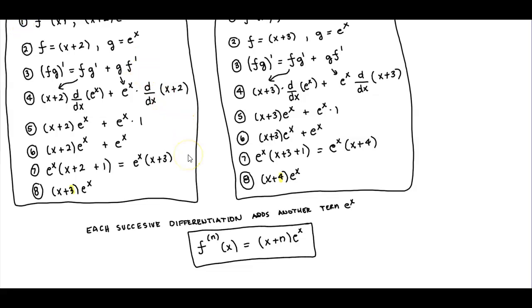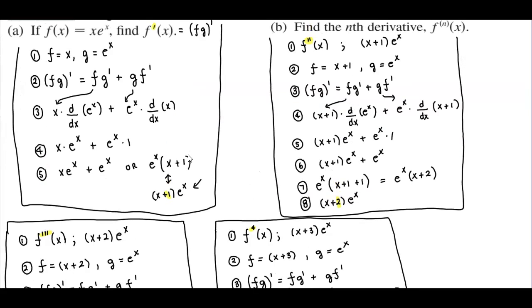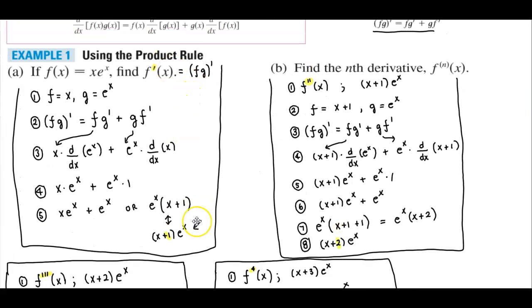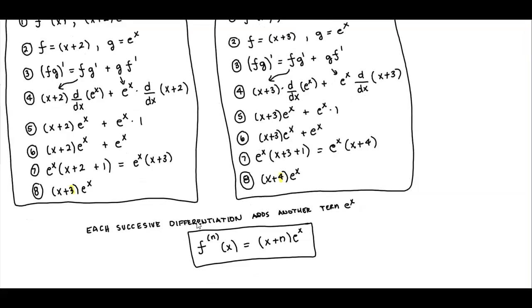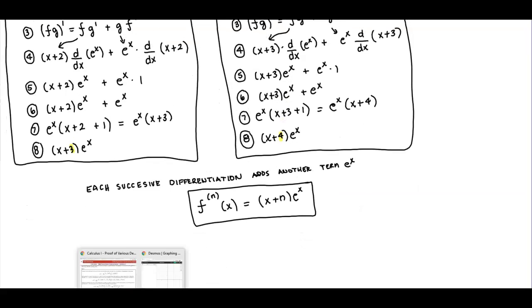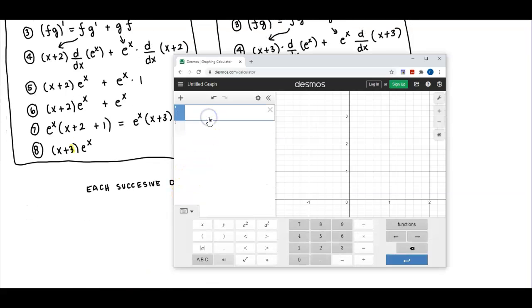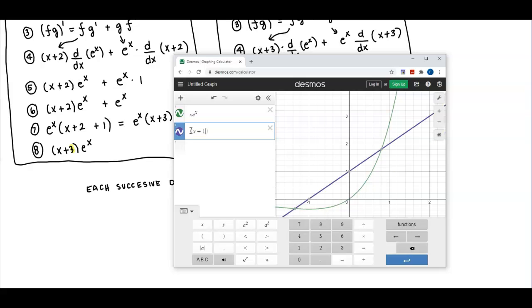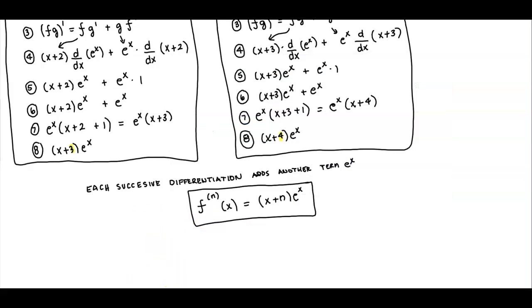Okay, now let's graph the function and the first derivative on Desmos. Okay, so let's go ahead and do that. So we know that our function is x e to the x. And then we know that our next function was our derivative, x plus 1 times e to the x.